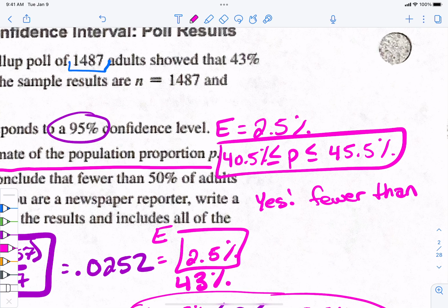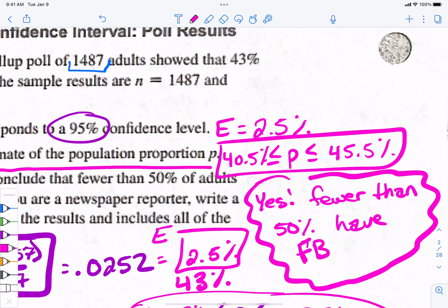Serious. Fewer than 43%. 50%. I'm not serious. Have Facebook. Isn't the problem needs to be serious? I've been getting confused before. Same. Okay.